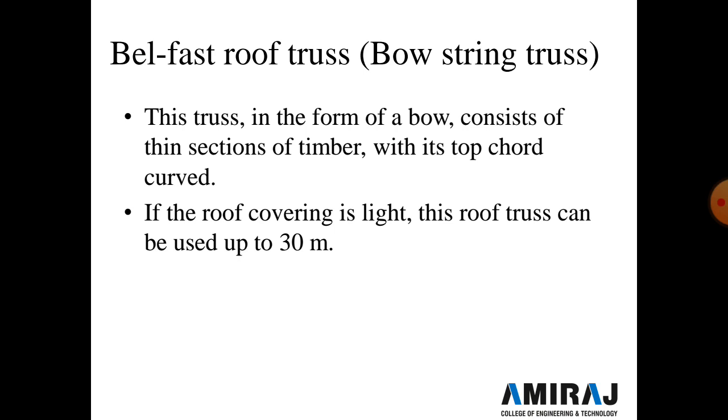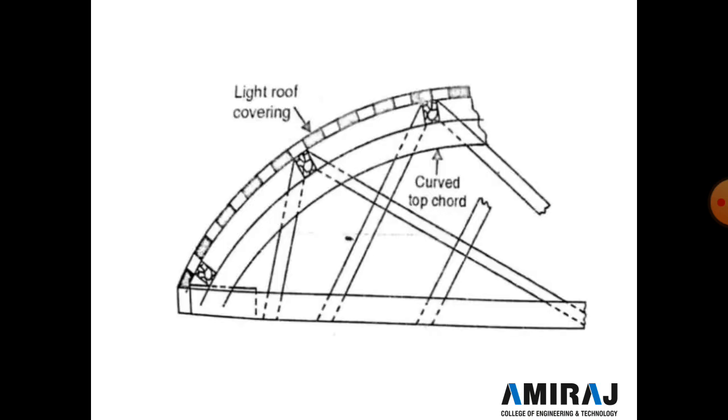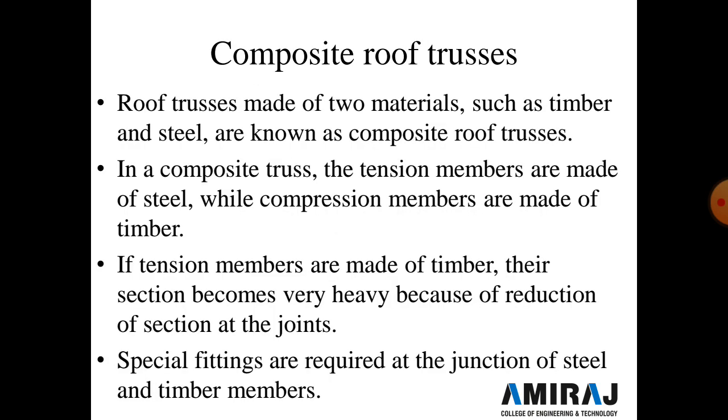Now the Belfast roof truss, whose other name is the bowstring truss. This truss is in the form of a bow, consisting of a thin section of timber with its top chord curved. If the roof covering is light, this roof truss can be used up to 30 meters. Here a curved top chord is provided, and above the top chord a light roof covering is laid. Intermediate support is provided by wooden or another material like a steel section.